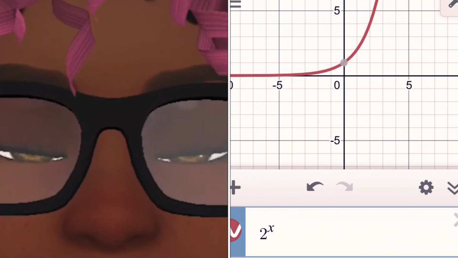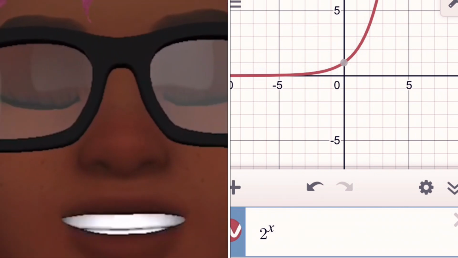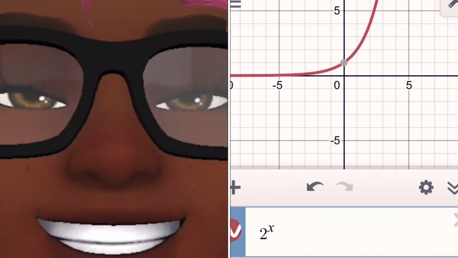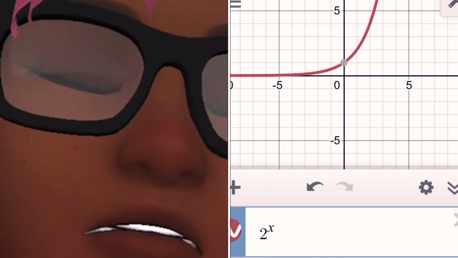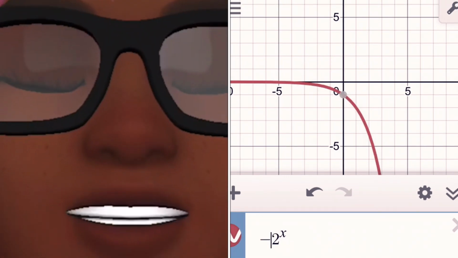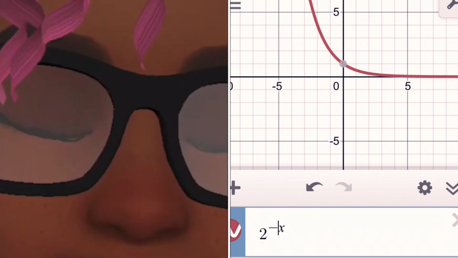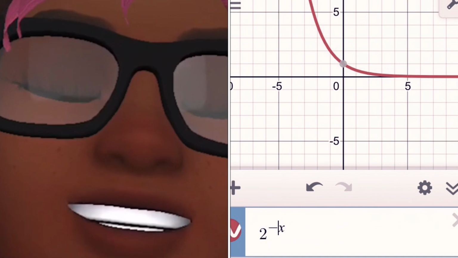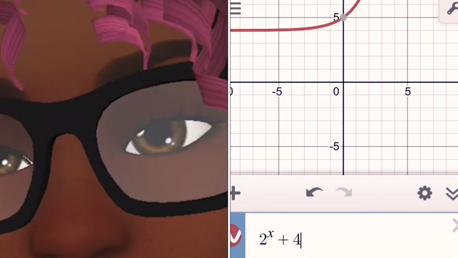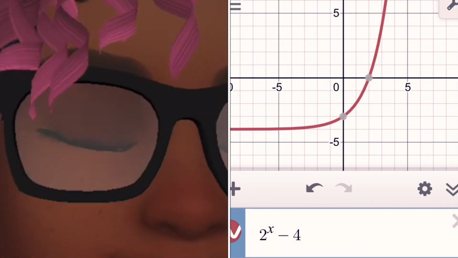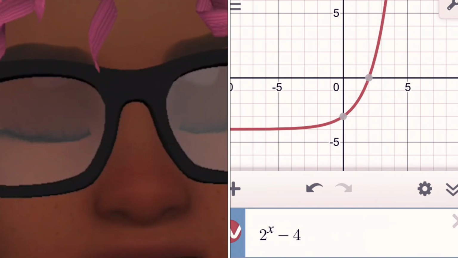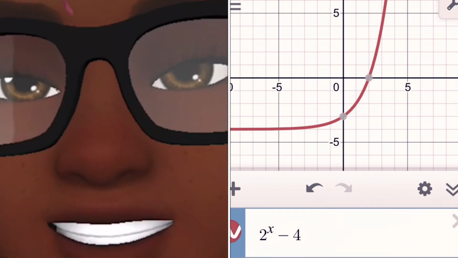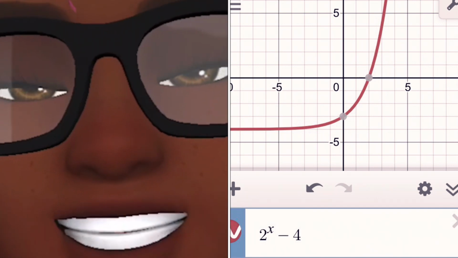Now, what if x is the exponent? So 2 to the power of x. Pretty cool. And then you can play with again, what if it's -2 to the power of x? What if it's 2 to the power of -x? What does it look like? Wow. What if it's 2 to the x plus 4 or 5, minus 4 or 5? Just observing those patterns and getting used to matching equations with the graphs.